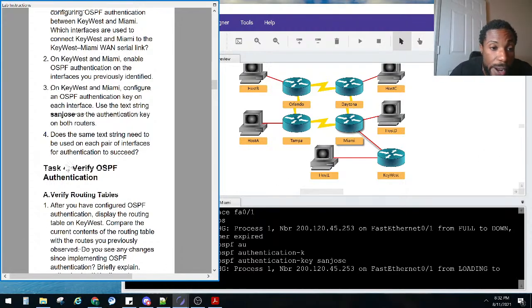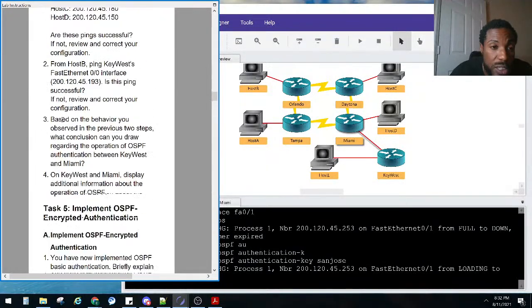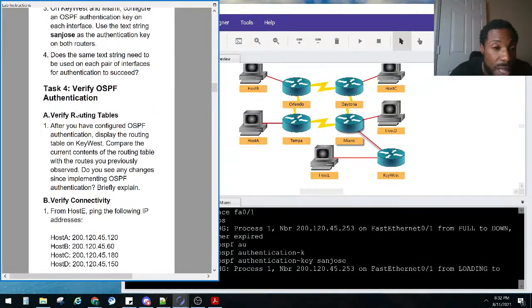Task 4, verify OSPF authentication. So we only got, what, 5 tasks? And then we'll move on to, I guess, authentication key 2. I don't think we're gonna do a quiz today. Yeah, because I didn't really set one up. So, man. All right.